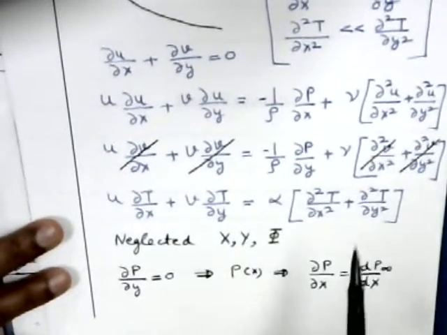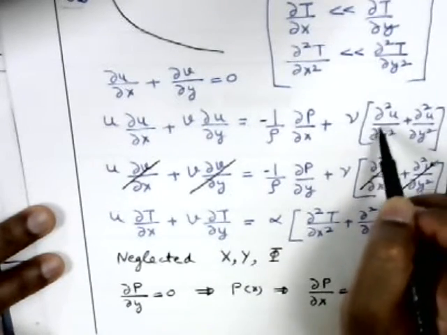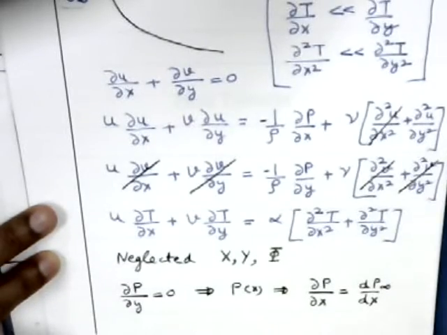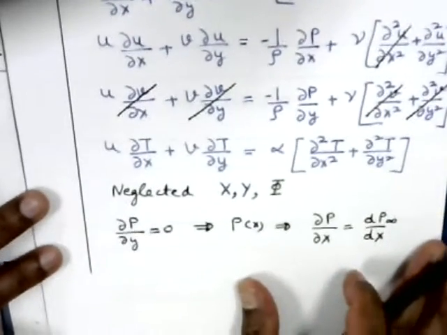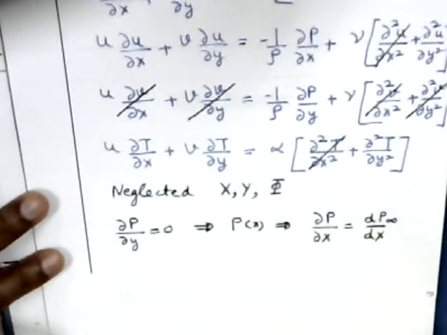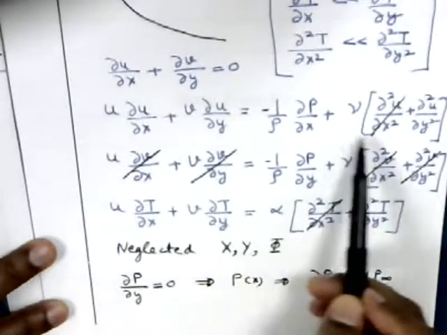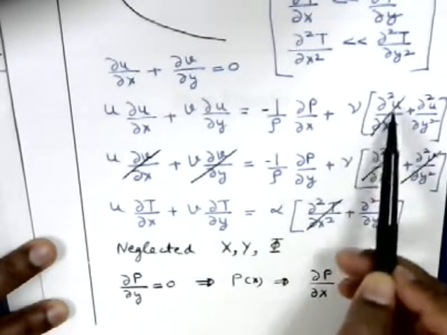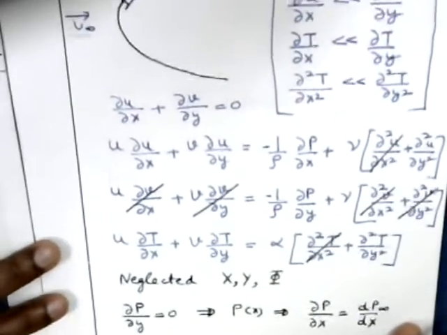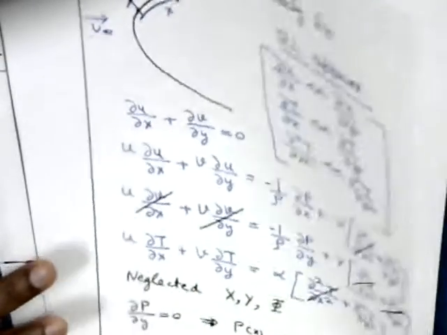In the x momentum equation, this term is very small in comparison to this term, so this term goes. Similarly, in the energy equation, this is very small in comparison to this, so this term goes. So what we have now are the equations that remain: this equation here, the energy equation here, and the continuity equation, which remains unchanged. These equations are called boundary layer equations.